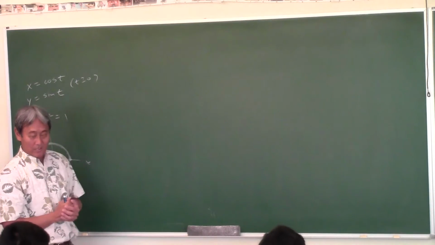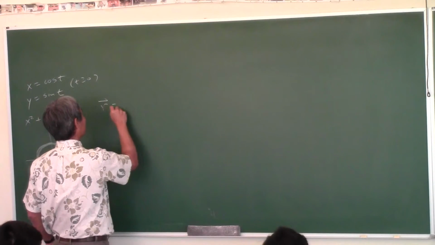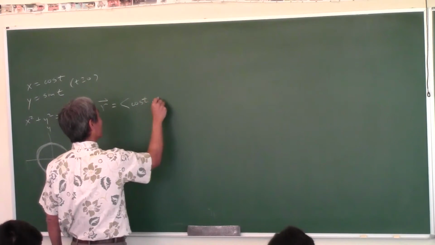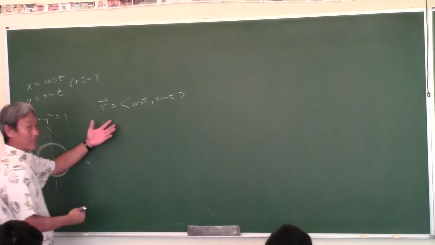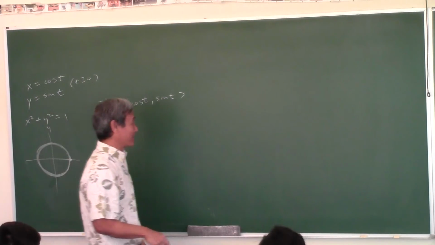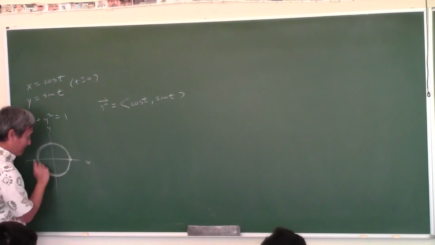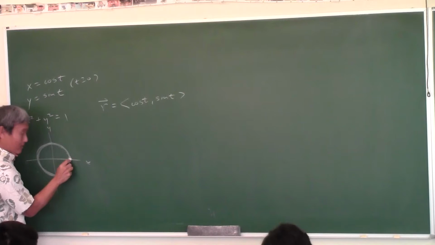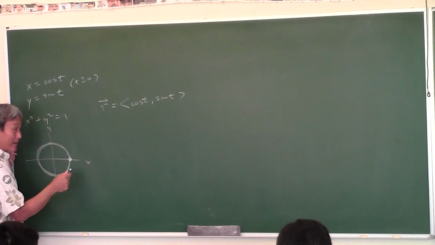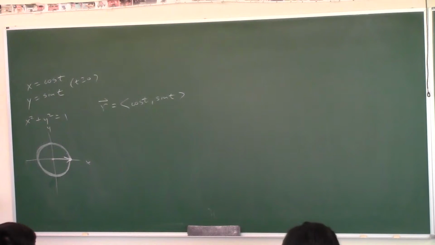Now, what does the book use for position vector? R. Okay, that makes sense. So the position vector then is cosine t, sine t. It's basically the parametric equations, because this gives you the position vector. Now, what is a position vector? If we have a particle traveling in the plane like this, when t is 0, this is where the particle is. The position vector is a vector that goes from the origin to that point. It just tells you the position of the particle.